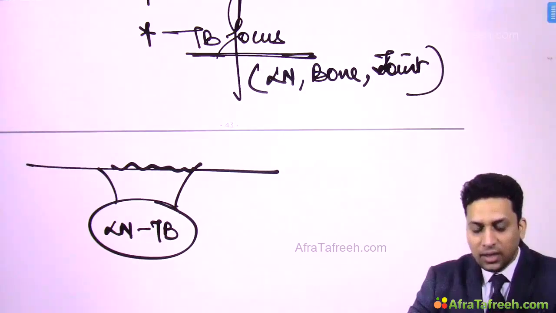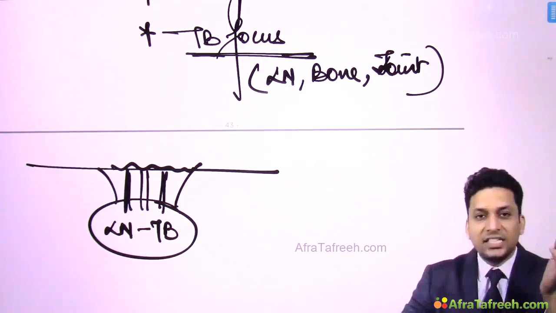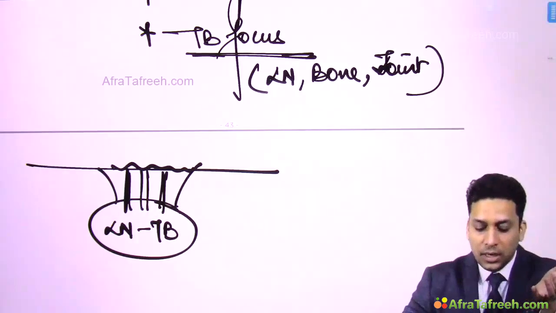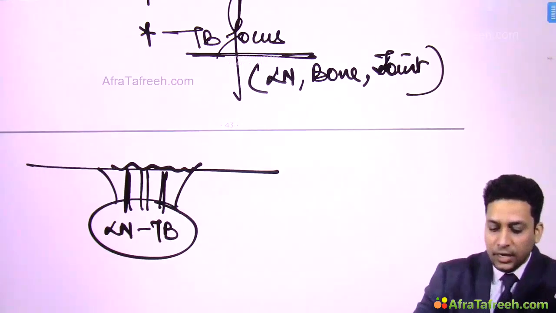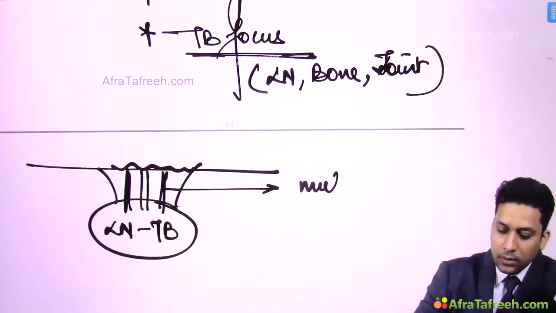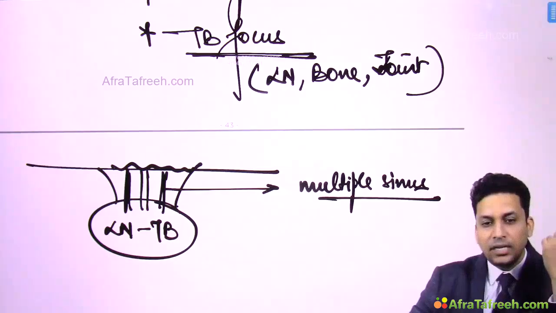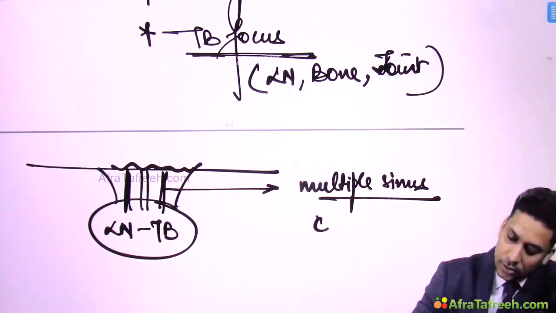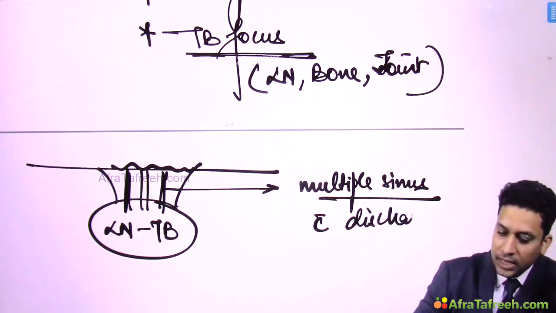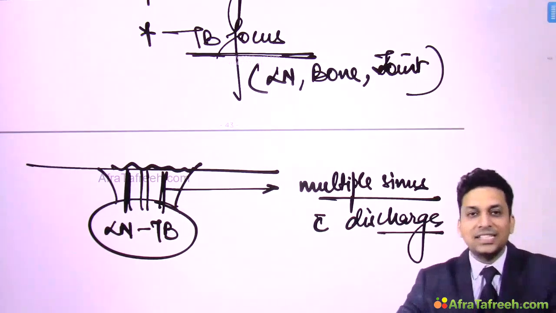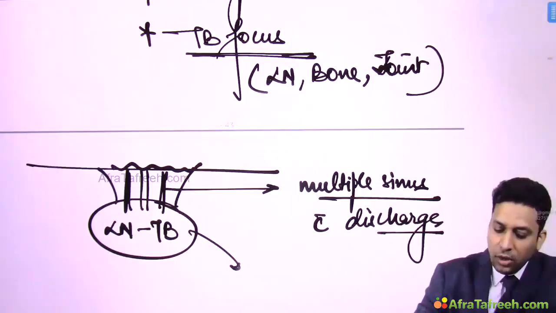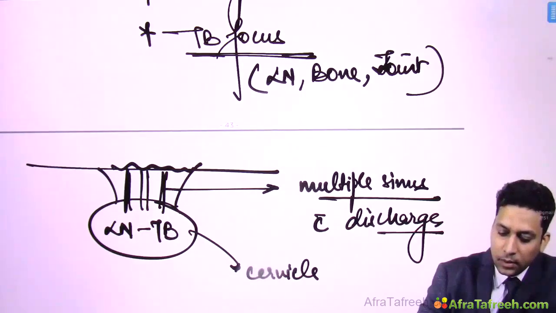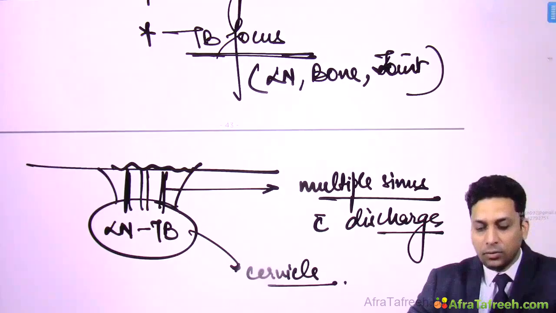Now because this lymph node has ruptured, you will find multiple sinuses, and the caseous necrosis which is going on in the tuberculosis in the lymph node, this material comes out. So what is the common presentation? It presents with multiple sinuses with caseous discharge. The most common lymph node involved is the cervical group of lymph nodes.